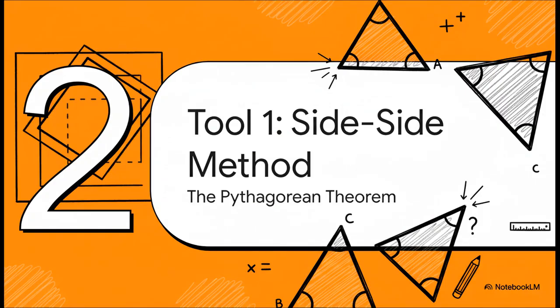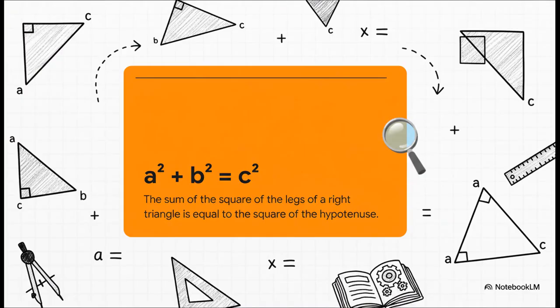All right, let's grab our first tool. This is for when you're given 2 sides. It's the Pythagorean theorem. You've probably seen this one before. It's a total classic for a reason. A squared plus B squared equals C squared.